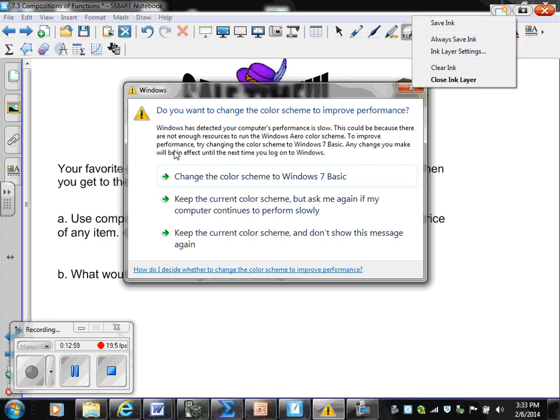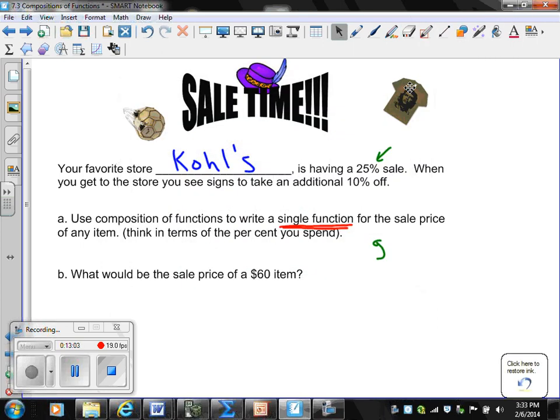Okay, I'm going to call it f for our first function. So our first function says we're going to pay 75% of the original price. So our first function is going to be 0.75 times our original price.